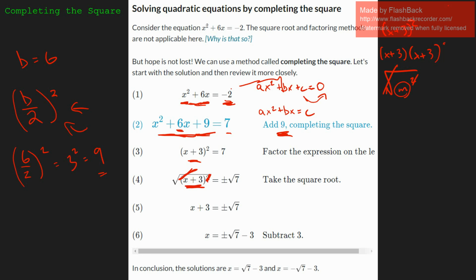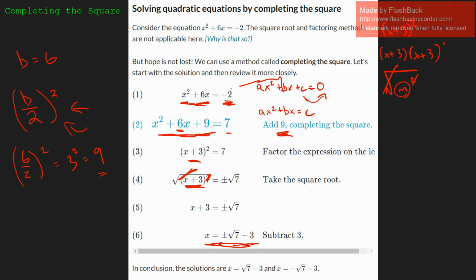So x plus 3 equals plus or minus the square root of 7. Then, because you want x by itself, simply subtract the 3 from both sides. Again, you're doing the opposite. So instead of adding 3, you're subtracting 3. And so you end up with x equals plus or minus the square root of 7 minus 3. And that's your answer.